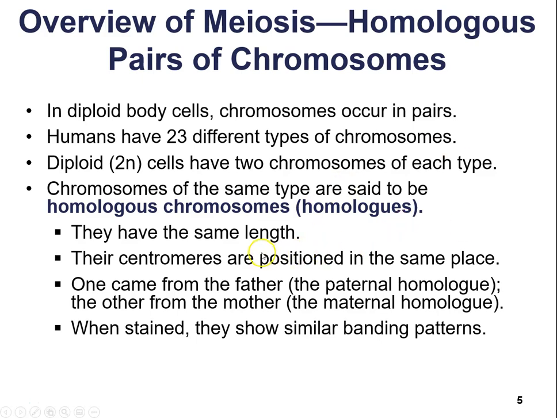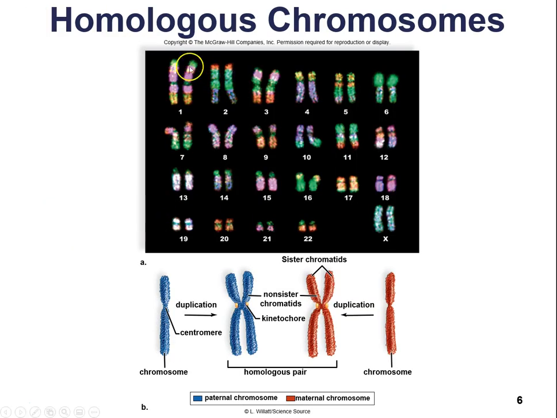So they have the same length. Their centromeres are positioned in the same place. One came from the father, which is the paternal homolog, and one from the mother, the maternal homolog, okay? And when you stain them and look at them, they show similar banding patterns. So what they mean by that is looking at this, see, these are the banding patterns.